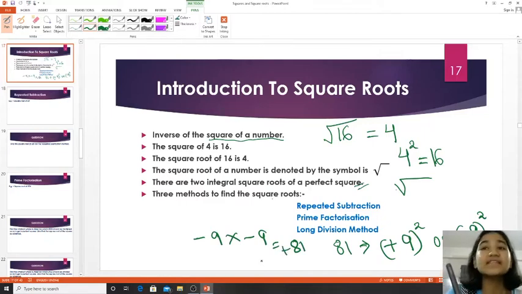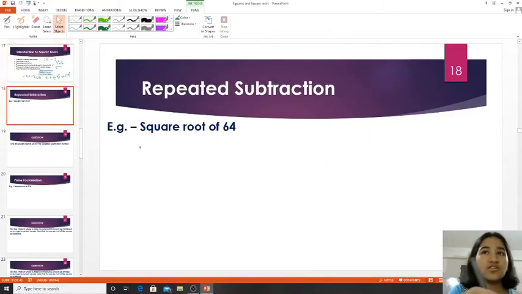Okay. There are basically three methods to find square roots: repeated subtraction, prime factorization and the long division method. So let's study each of them in detail. First we'll start with repeated subtraction. What is repeated subtraction? Let's see.